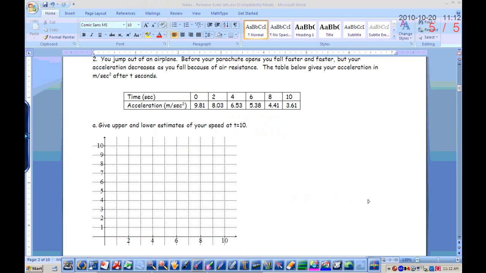All right, you jump out of an airplane. Woohoo! Before your parachute opens, you fall faster and faster, but your acceleration decreases as you fall because of air resistance. The table below gives your acceleration in meters per second squared after t seconds. Give upper and lower estimates of your speed at t equals 10. Okay, now how on earth can we get from time and acceleration to speed?